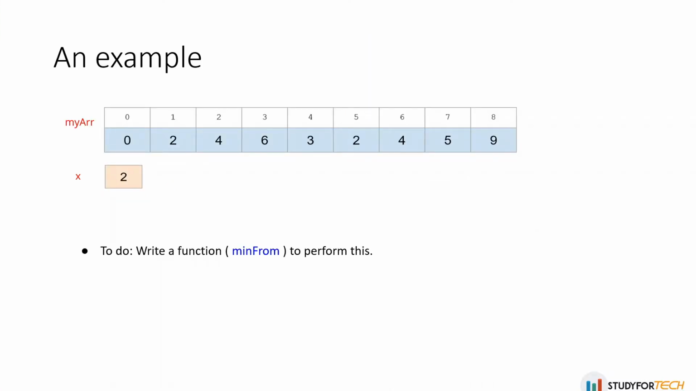The example I will take to explain the default parameter is this: here I have a list, and the index starts from 0 to 8. That means I have 9 elements inside this list, which are 0, 2, 4, 6, 3, 2, 4, 5, 9. Our task is to pass a default parameter, which is nothing but min from. So we have to find the minimum value from that particular index. So this is the index.